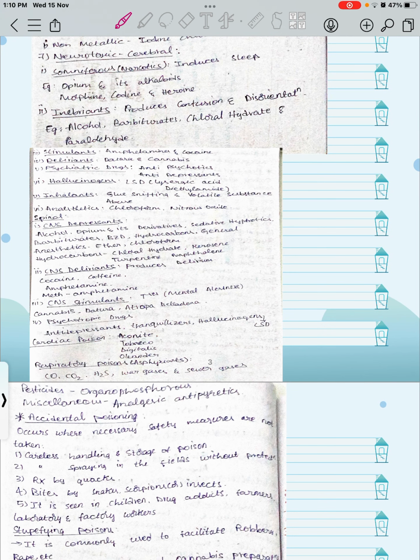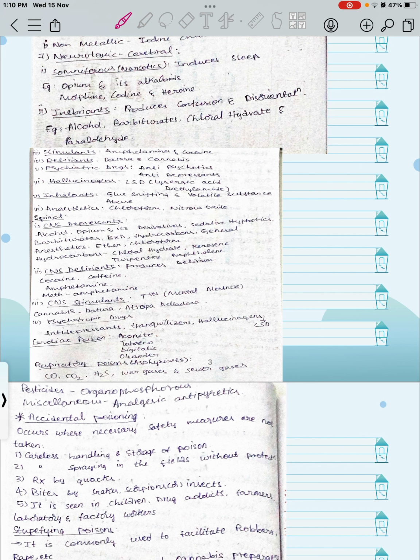Stimulants are amphetamines and cocaine, which stimulate the CNS. Deliriants are datura and cannabis, which produce confusion. Psychiatric drugs are antipsychotics and antidepressants. Hallucinogens are LSD, lysergic acid diethylamide.